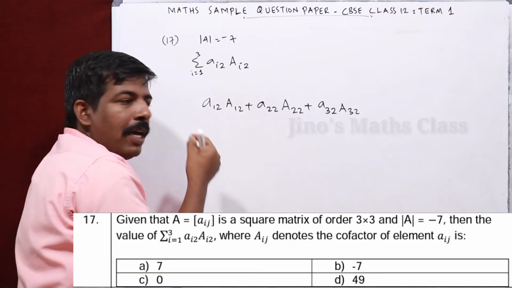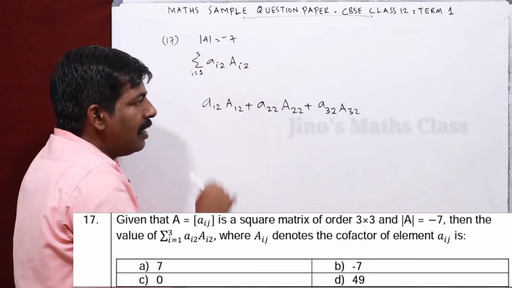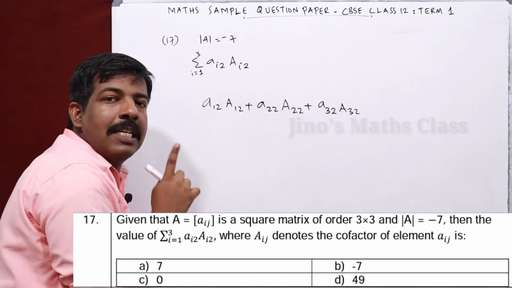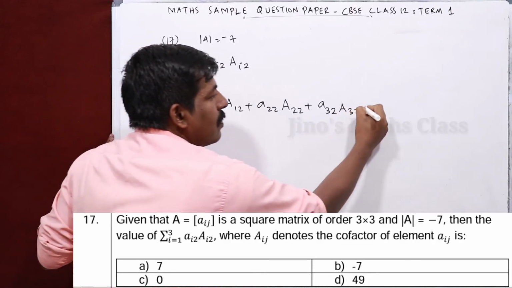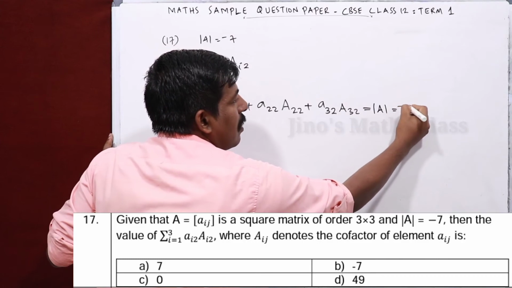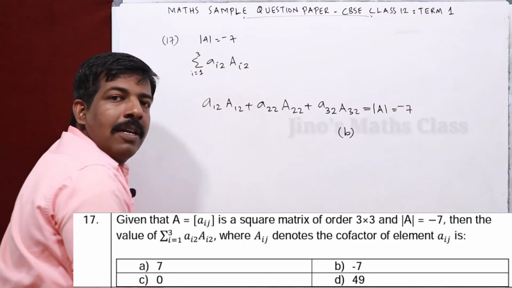When we multiply the elements of one column or one row with the respective cofactors and find the sum, we will get the determinant value. So we can say this is equal to the determinant A, which is given as minus 7. That's why we can say option B is the correct answer.